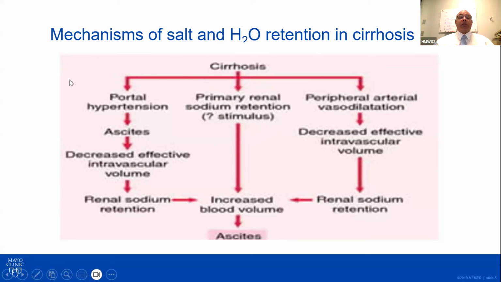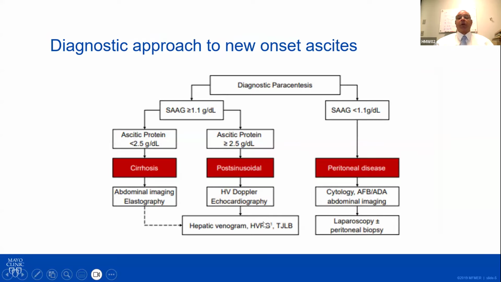We talked about the rest of the mechanisms: portal hypertension that causes ascites, decreases the effective circulating volume, and causes more renal sodium retention, and the vasodilatation decreases effective intravascular volume, causing renal sodium retention. The result is increased extravascular volume, or extracellular volume, and ascites will start to develop. After the ascites develops, if you don't treat it, peripheral edema will develop.